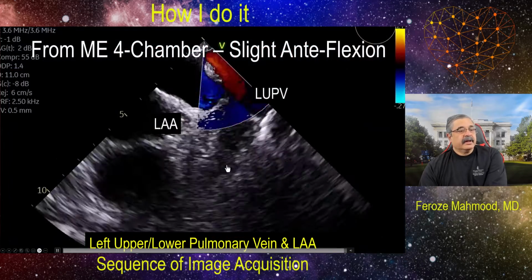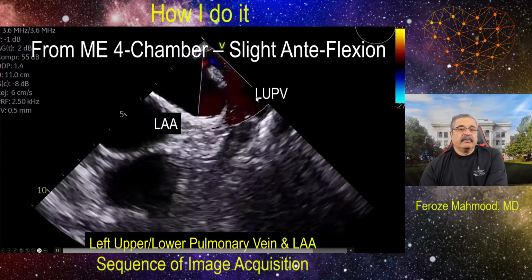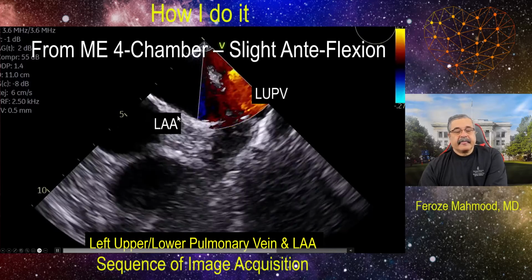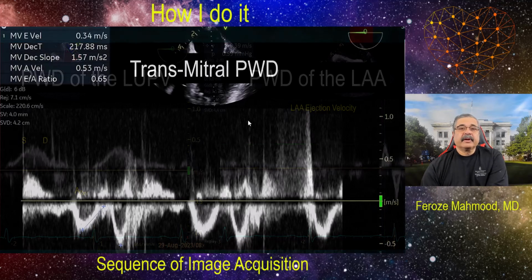For example, slight anti-flexion of the probe at 0 degrees. You can visualize both the left upper and lower pulmonary veins, the coumadin ridge, as well as the left atrial appendage. I again use the pulse wave Doppler in the left upper pulmonary vein to look at the S and D waves, atrial reversal wave, and also measure the left atrial ejection velocity that has important diagnostic information in relation to the risk of forming clots.